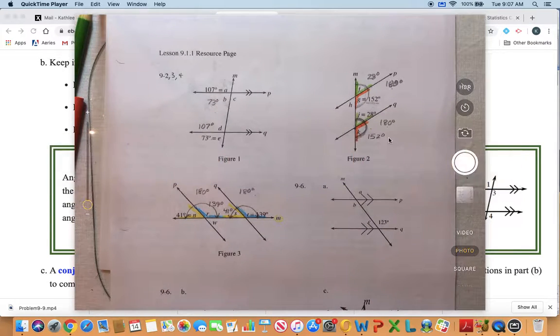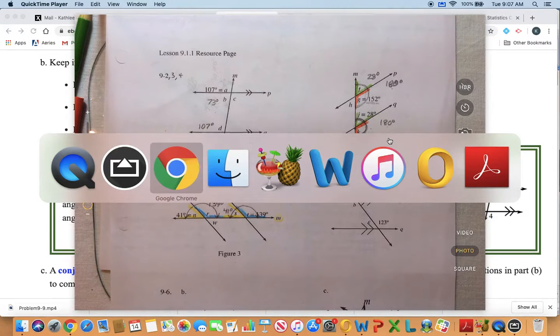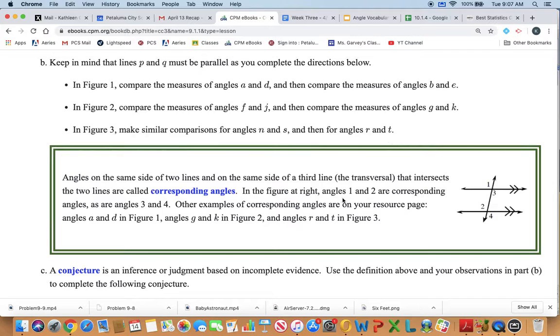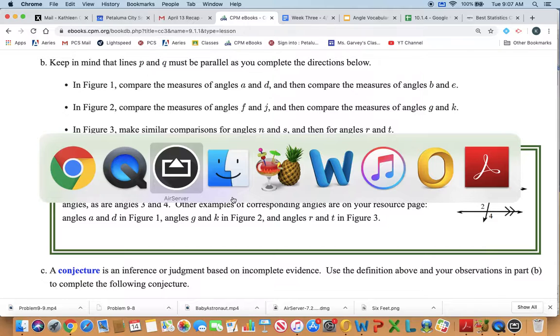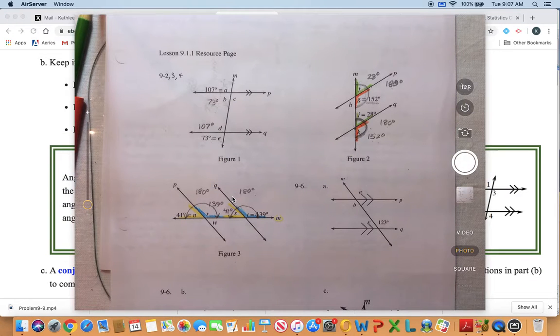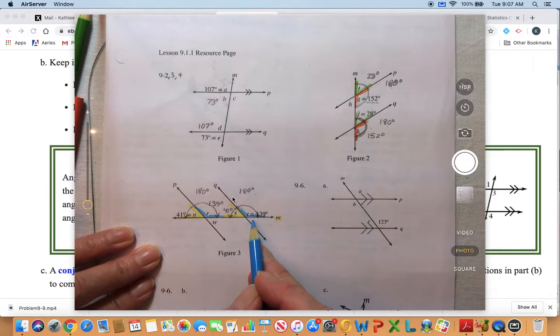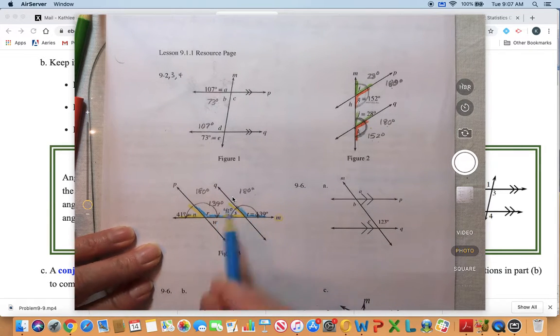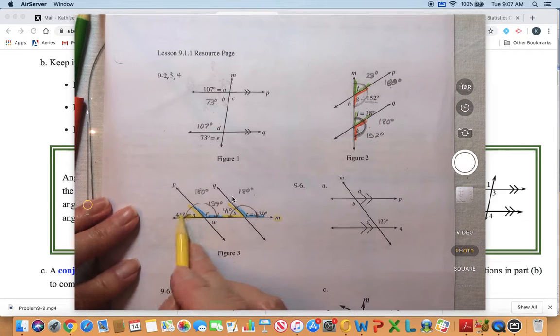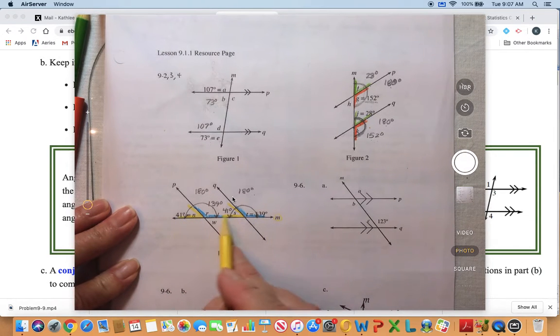The reason that CPM wanted you to notice that is because when we go back, they give you the definition of corresponding angles. So these angles that we just looked at fit the definition of corresponding angles. They are on the same side of the two parallel lines, and they are on the same side of the transversal, which is right here.